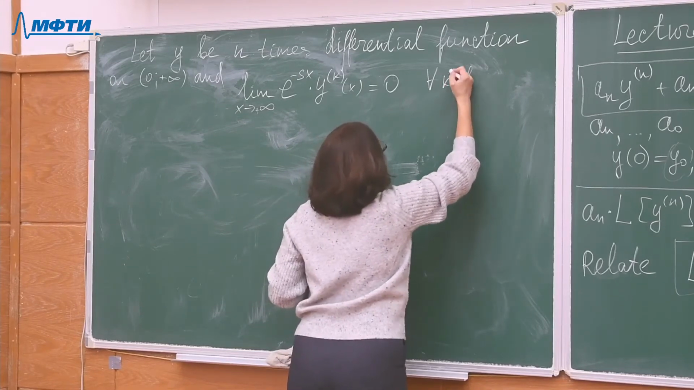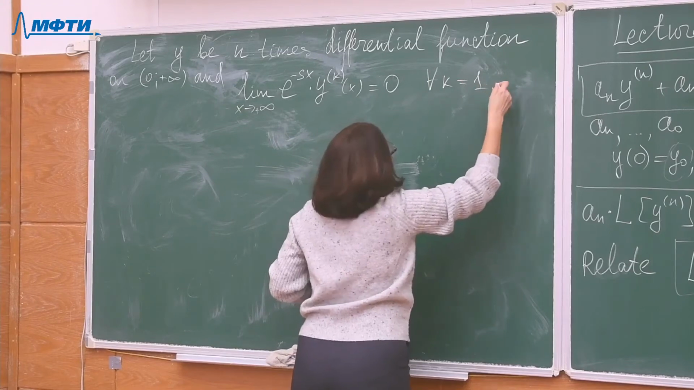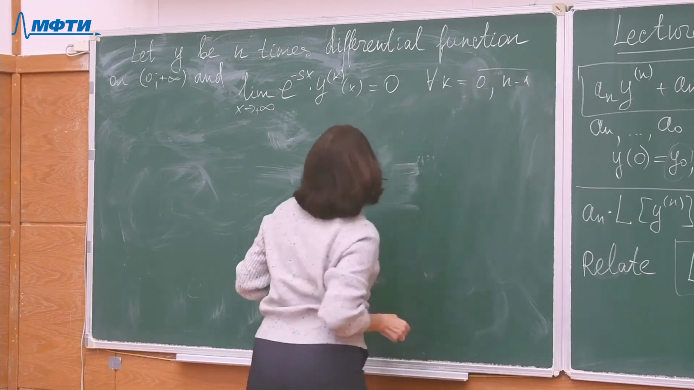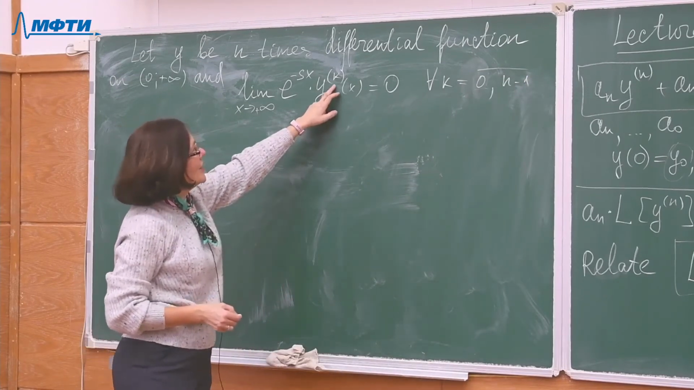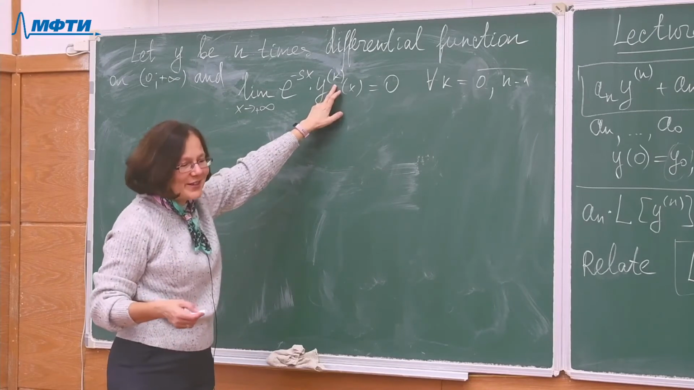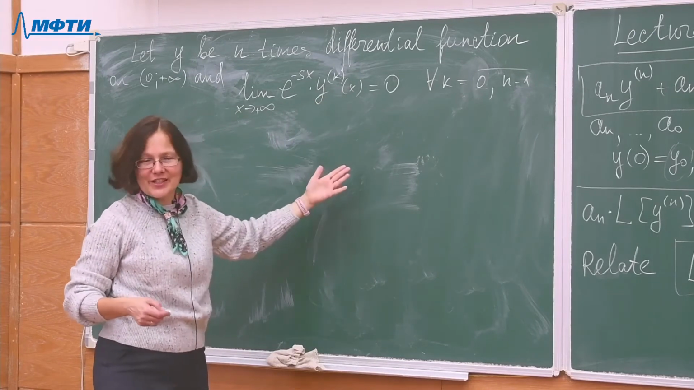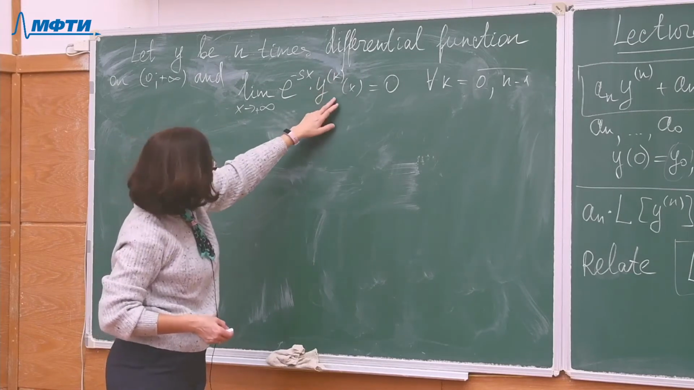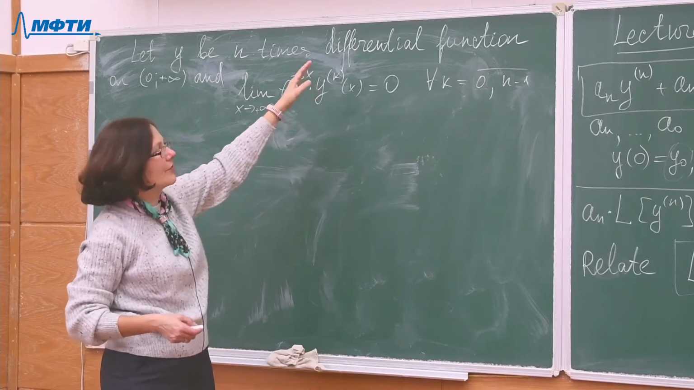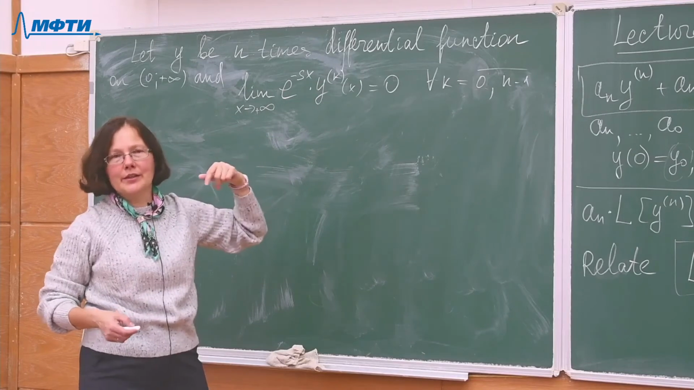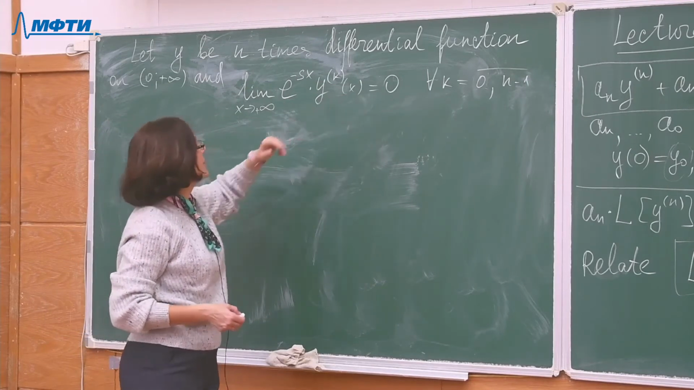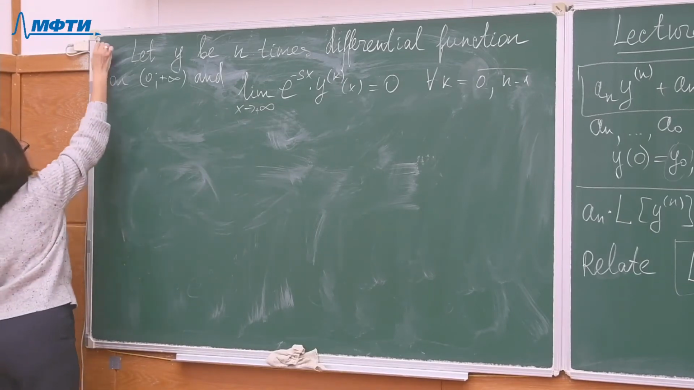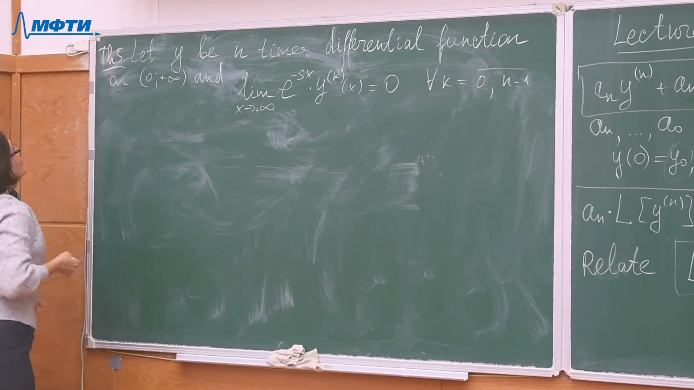from 0 to n minus 1. The derivative of order 0 is the same as the function itself, right? So it is the function itself and all the derivatives of order from 1 to n minus 1. It should be read as follows. So suppose this is true. Then let it be theorem 5.